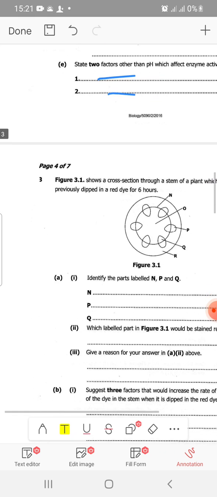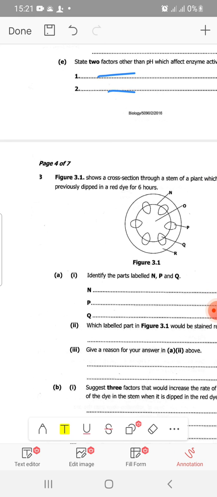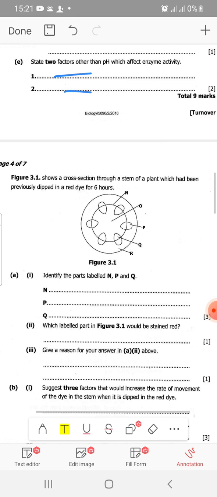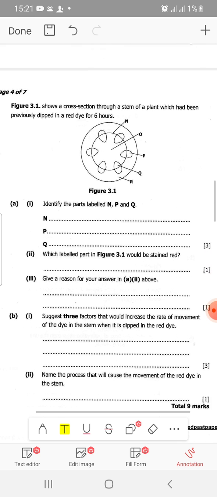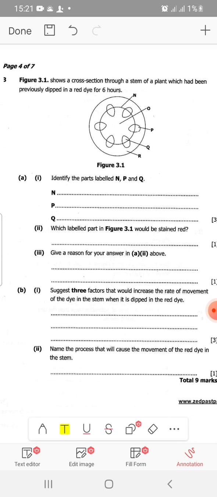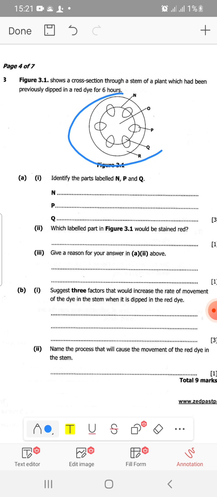We are done with question 2. Go to question 3. Figure 3.1 shows a cross-section through a stem of a plant which has been previously dipped in a red dye for 6 hours. Okay. So if you can see this diagram here, yeah, under transport system in plants.